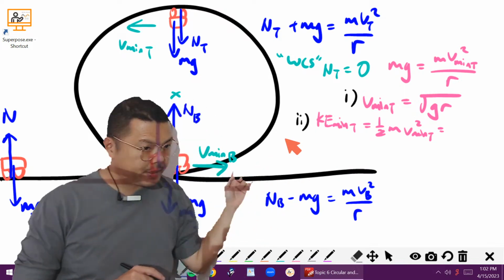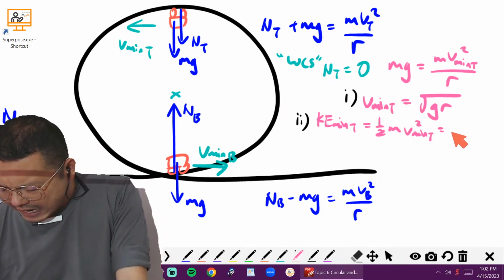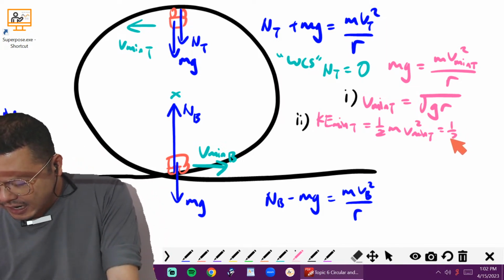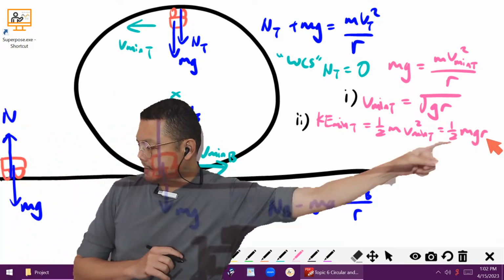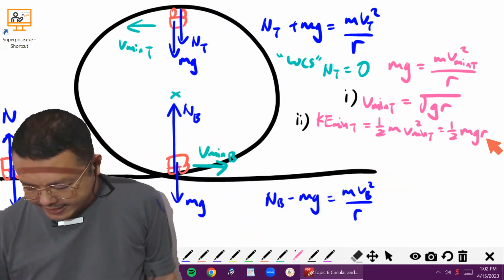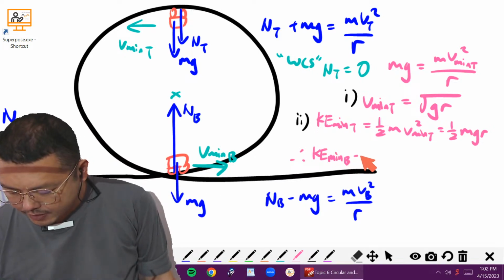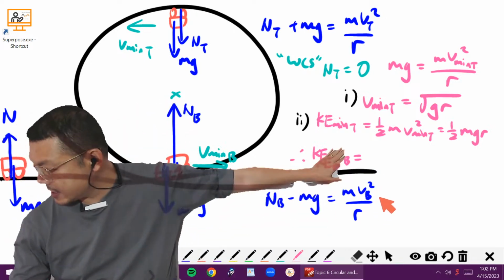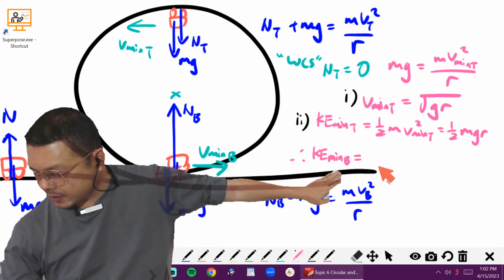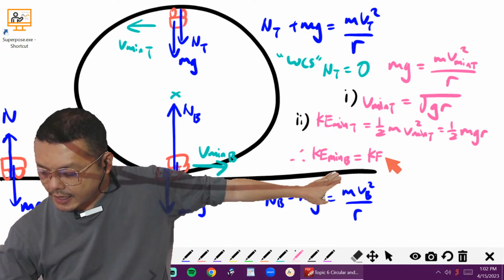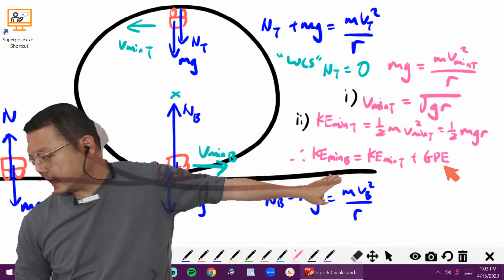But if they want you to find the minimum speed at the bottom, then you have to continue on the next part. Okay. All right. Can you sub in the values here? What do you get? You get half mgr. Do you agree with this? Half mgr. And therefore, the KE minimum at the bottom will be equal to, right? You see this term here? I'm writing this term here. KE minimum at the bottom here is equal to KE minimum at the top plus the GPE you need to cover the journey up.